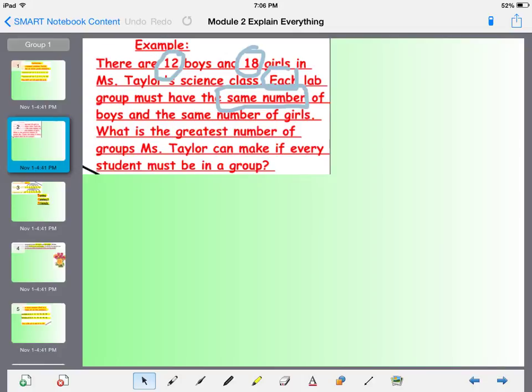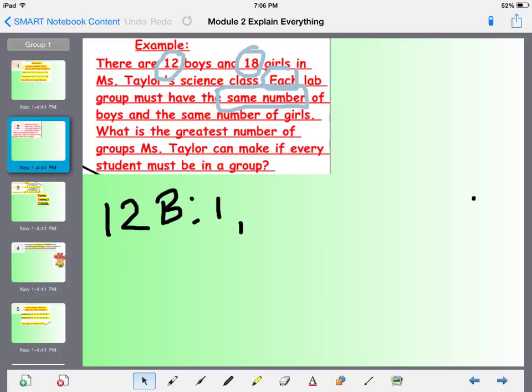Now, this is where GCF comes in really handy because we don't have an equal number of boys and girls. However, we can create groups that will have an equal number of boys and girls in each lab group. So, we would start with, let's think about the factors of 12. That would represent the boys. So I'm just going to put a B next to it. That represents the boys. Always starting with the number 1.